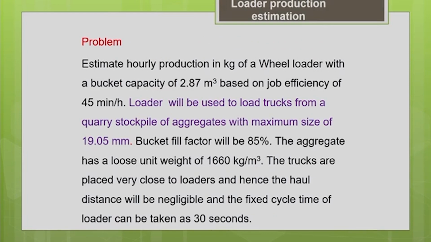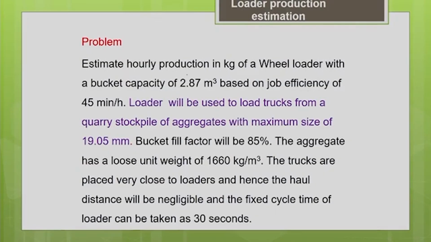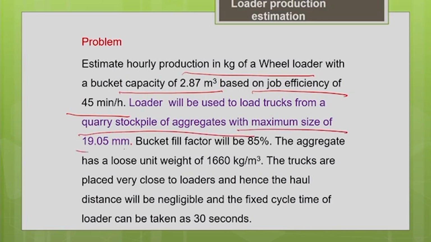Now, let us work out a problem and see how to estimate the productivity of the loader. Estimate the hourly production in kg of a wheel loader with a bucket capacity of 2.87 meter cube. The rated bucket capacity is given as 2.87 meter cube. It is a wheel mounted loader. Job efficiency is given as 45 minutes per hour. This loader will be used to load the truck from a quarry stockpile of aggregate with maximum size of 19 mm. So, the loader is going to load your truck.